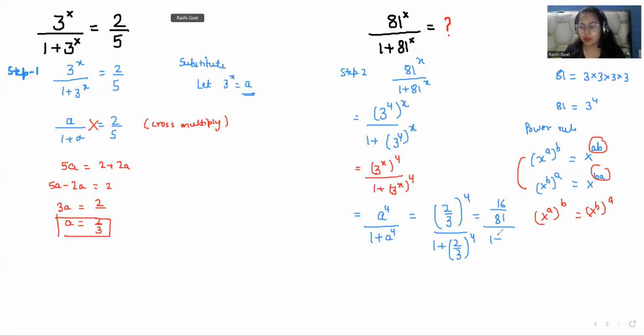Here again, 1 plus 16 over 81. I can take the LCM: 16 over 81 over 81 plus 16 over 81, so 16 over 81 over 97 over 81. When we have fractions over fractions, we can multiply the inside numbers with each other and the outside numbers with each other. So we can write it as 16 multiply 81.